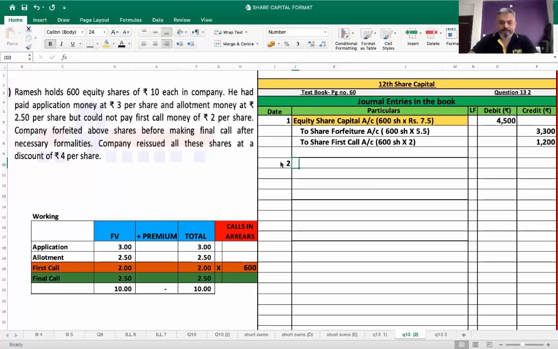So second entry will be bank account debit. Now how many shares? 600 shares into 6 per share.